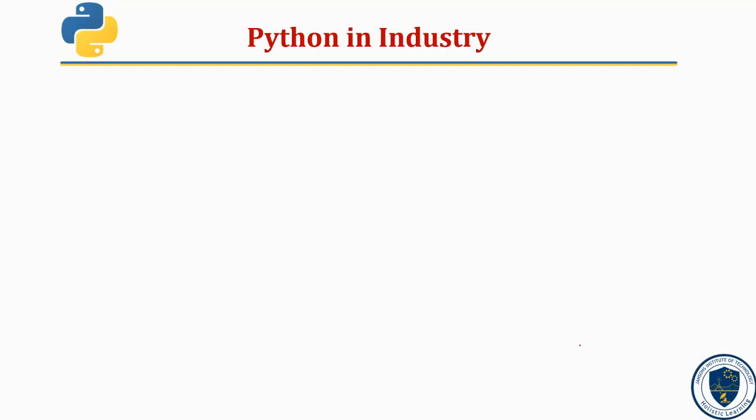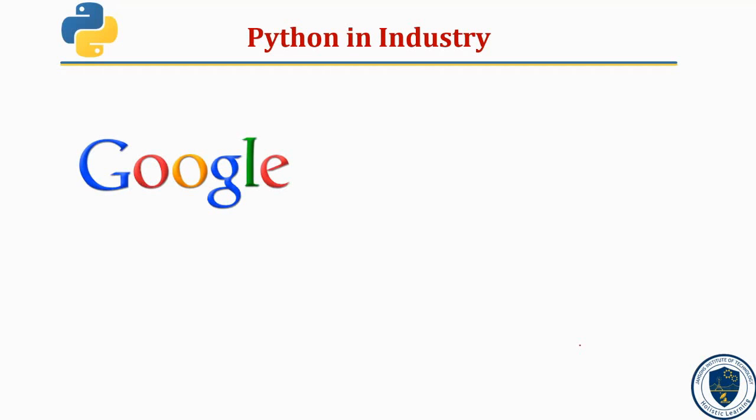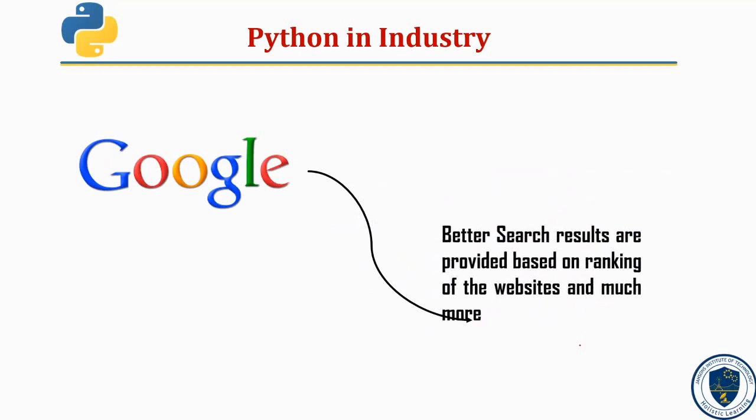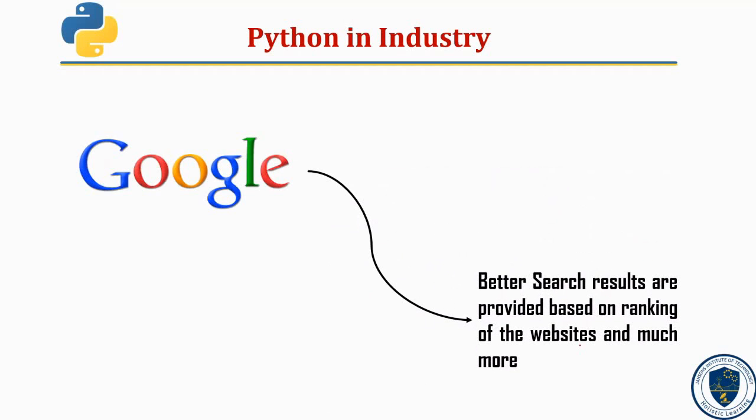Google, the technology giant. Surely every one of us would have used the Google search engine to search for any content we wanted, and it gives a lot of search results for the content that we searched for. So Google uses Python to get better search features.